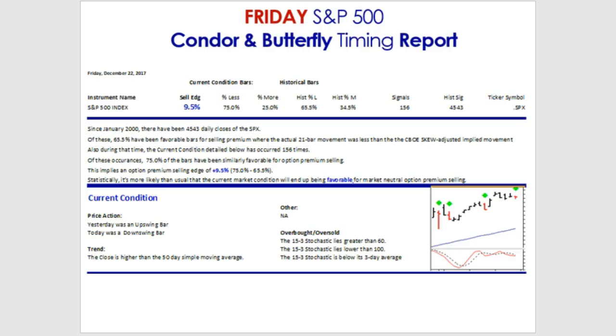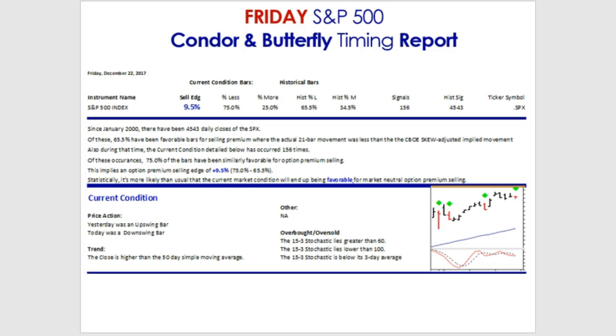So let's get going with the first report, which is the Condor Butterfly Timing Report. Since January 2000, we've had roughly 4,543 daily closes of the S&P 500. Now, of those, over 4,500, 65.5%, almost 2/3, have been favorable bars for selling option premium, where the actual 21-bar movement turned out to be less than what was being implied by the option prices, or what we call the SIBO skew adjusted VIX.